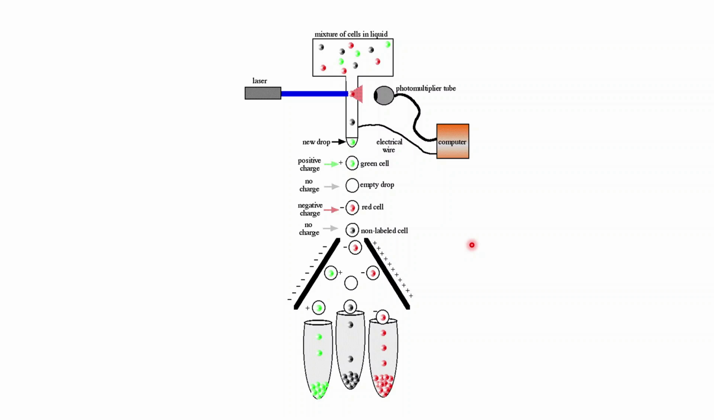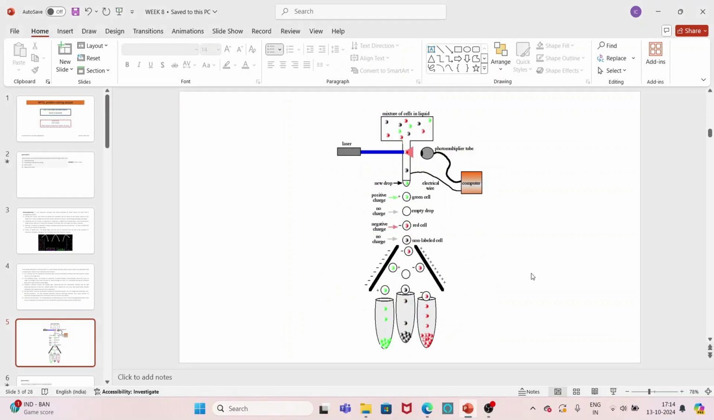That's the basic principle of fluorescent assisted cell sorting, and we have also discussed immunopanning. So does anyone have any doubt regarding this question? Should I explain it once more?